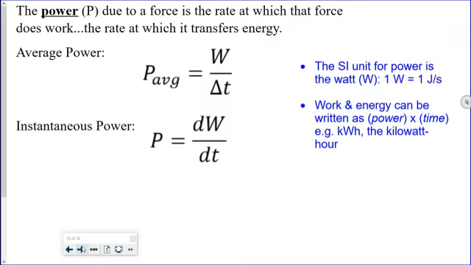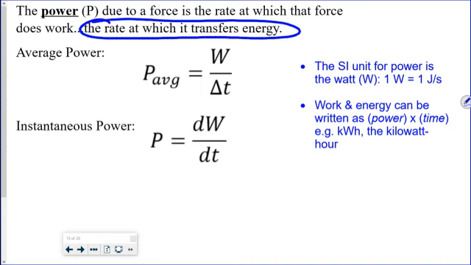So check it out. Power, hopefully you remember from honors, the power due to a force is the rate at which that force does work. I find that it's easier to think about it as the rate at which the force transfers energy from one form to another, okay? So if you want to calculate the average power, you're just figuring out how much work is done per unit time, okay?